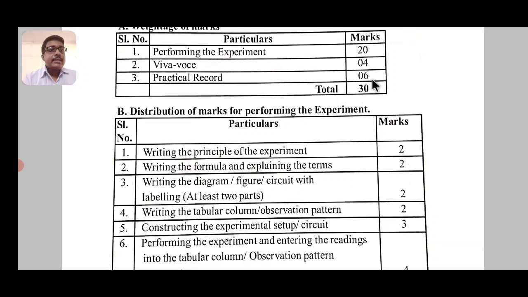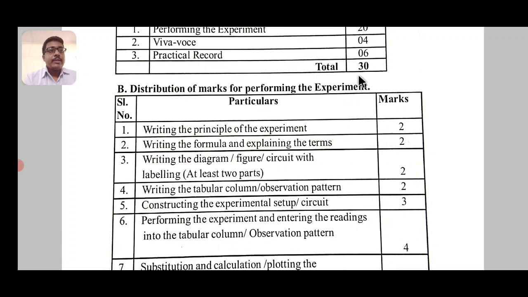And next, the 6 marks will be awarded for practical records, that is journal writing. So you need to complete all the experiments that have been completed in your college. So whatever experiments that are completed, you need to write all of them along with all the calculations as well as results. So if you have completed your journals, then you will definitely get 6 marks. So this is how the marks will be distributed.